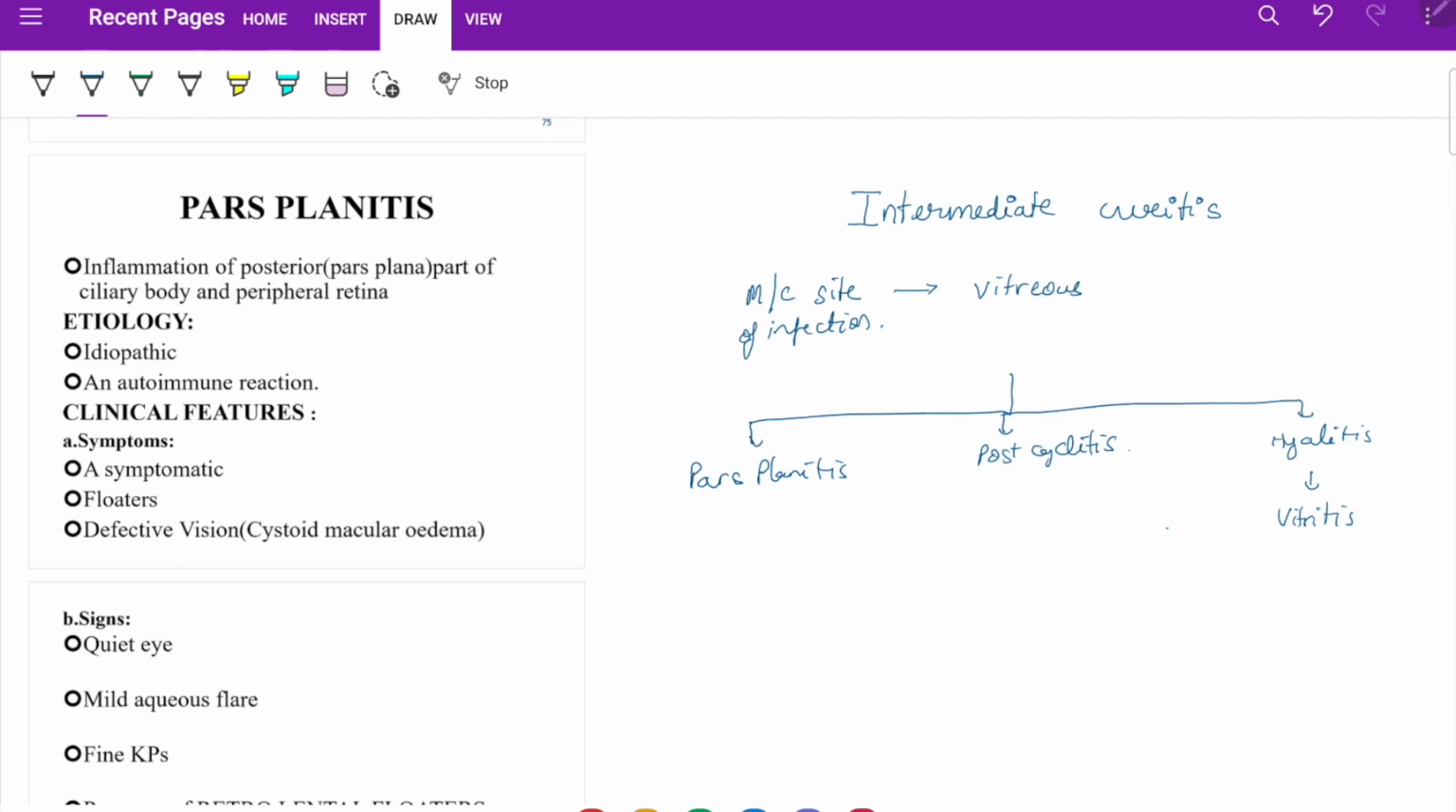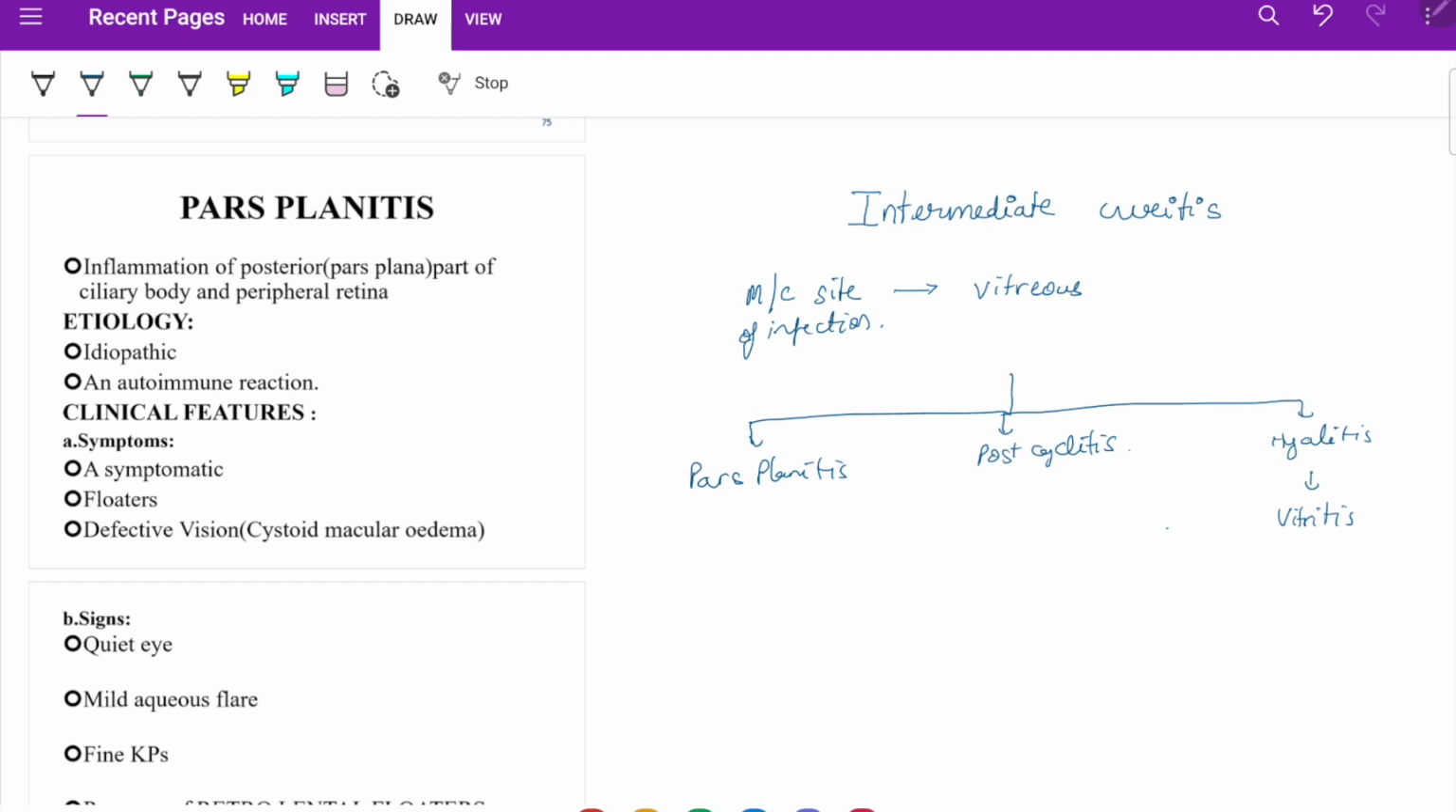So as I already told you, in intermediate uveitis the structures involved are either the pars plana, or the peripheral retina, or the vitreous. Vitreous involvement we call vitritis. Posterior cyclitis, that is pars plana involvement, we call pars planitis. Posterior cyclitis, not posterior uveitis, just posterior cyclitis. So these three together make up intermediate uveitis.